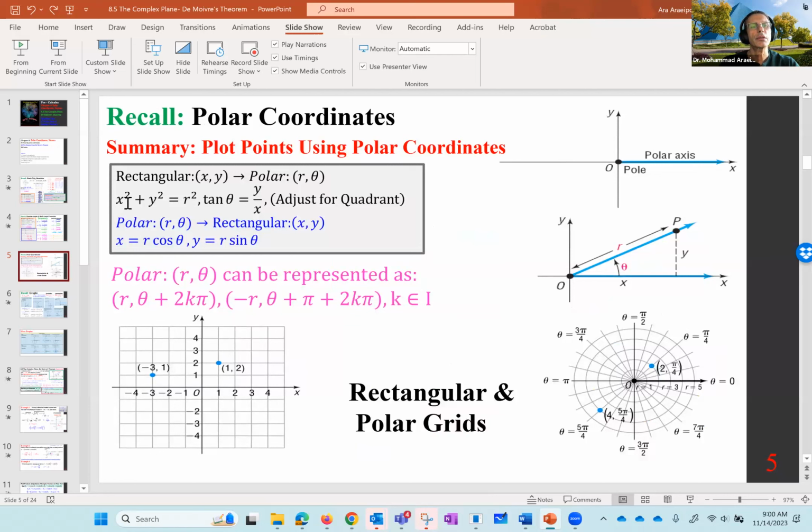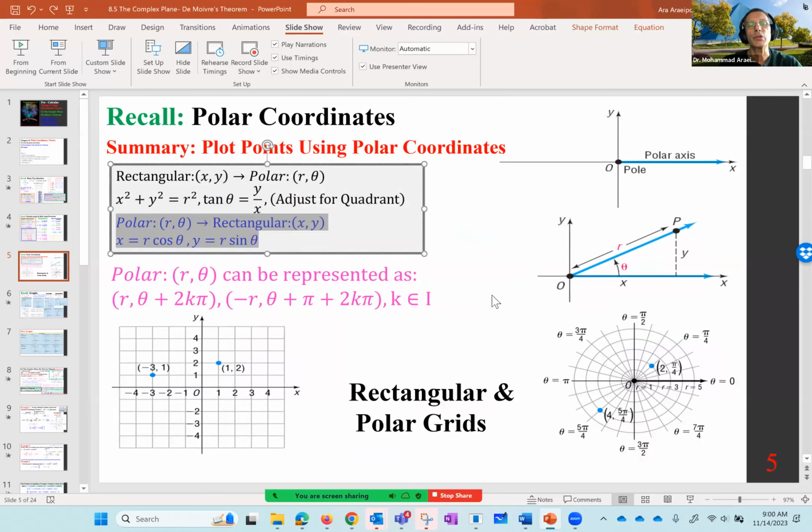Polar coordinates: x squared plus y squared equals r squared, tan theta is y over x, and changing from polar to rectangular, x is r cosine theta, y is r sine theta.